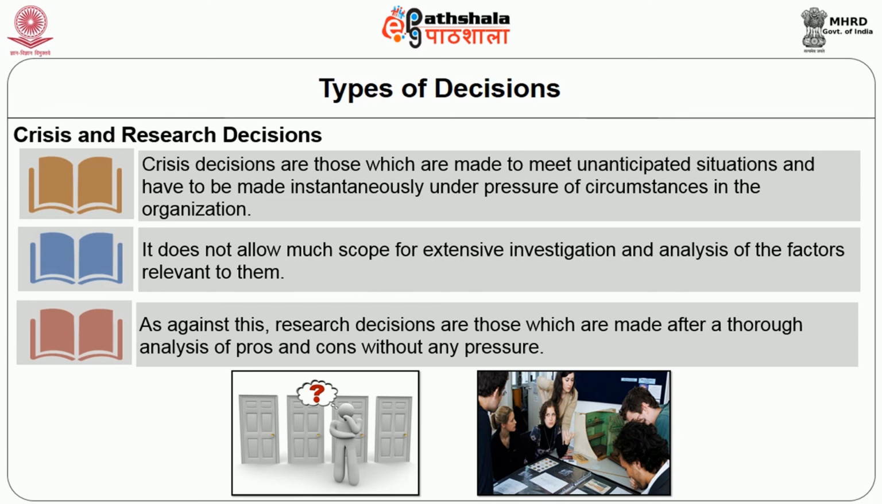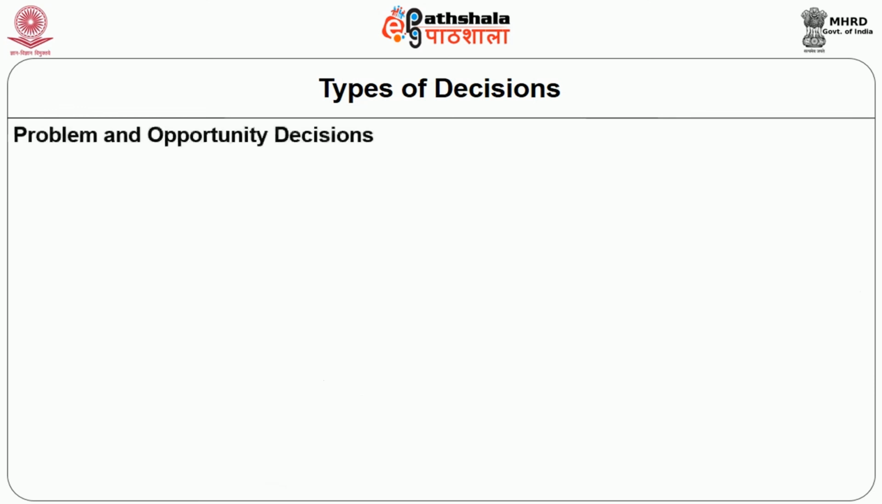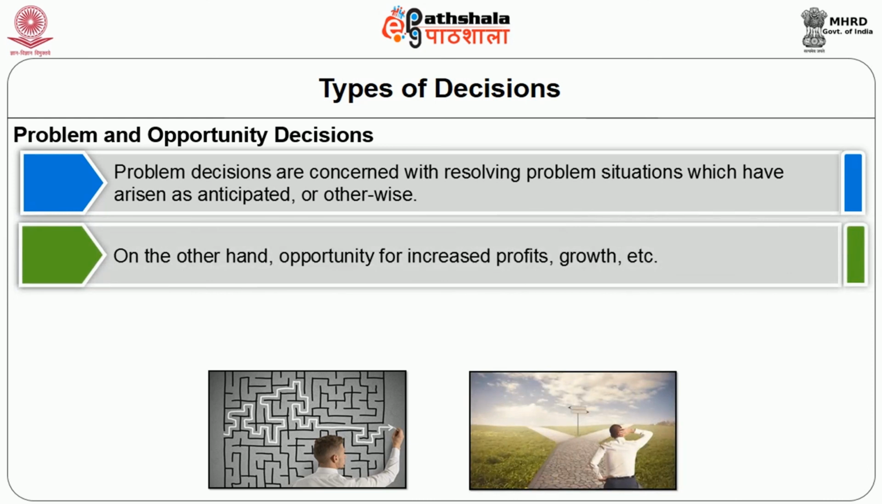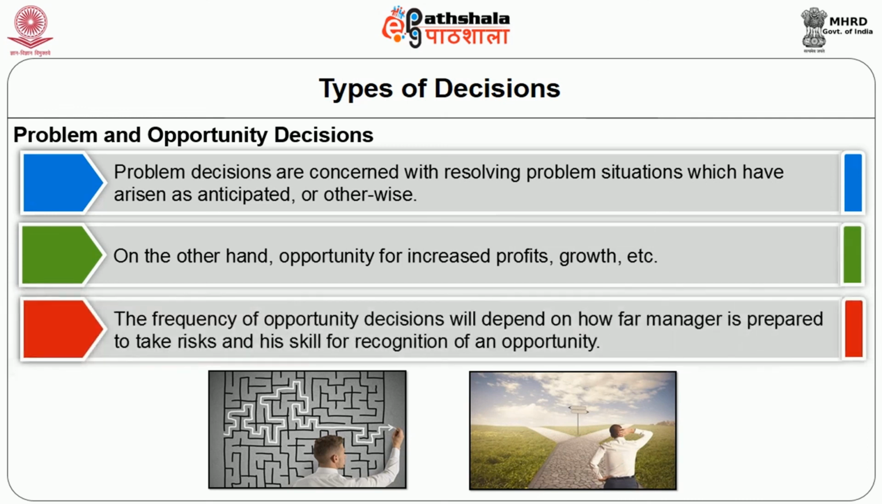The seventh and the last type of decision is problem and opportunity decisions. Problem decisions are concerned with resolving problem situations which have arisen as anticipated or even otherwise. On the other hand, opportunity decisions are made for increased profits, growth, etc. The frequency of opportunity decisions will depend on how far the manager is prepared to take the risk and his skill for recognition of an opportunity.